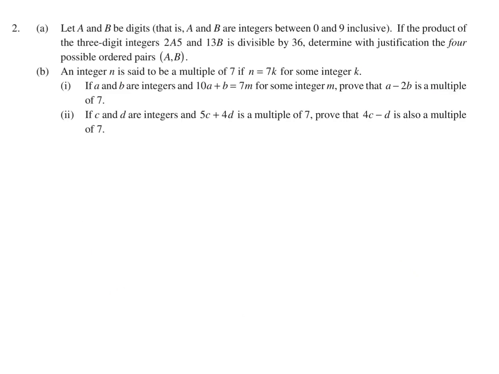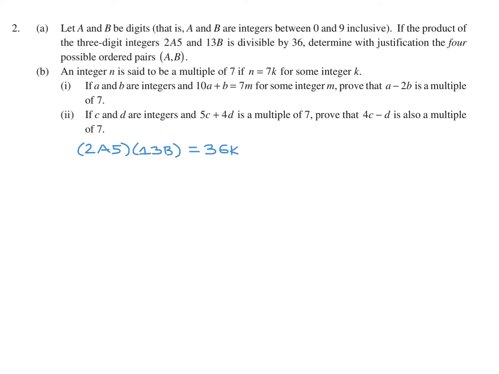Number 2a, let a and b be digits, that is a and b are integers between 0 and 9 inclusive. If the product of the three-digit integers 2a5 and 13b is divisible by 36, determine with justification the four possible ordered pairs ab. We've got two numbers. 2a5 is the first number, and the second number is 13b. And they are saying when you multiply them, the product is divisible by 36, so it's 36k.